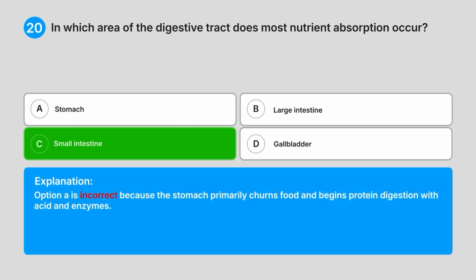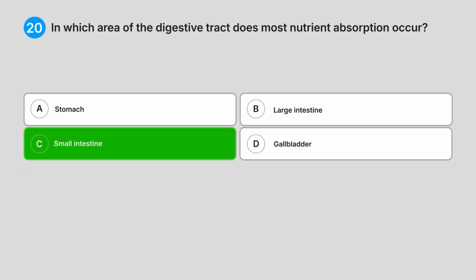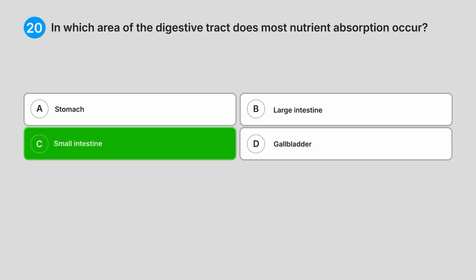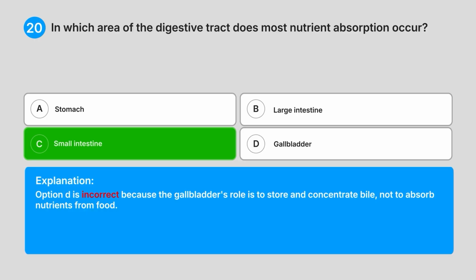Option A is incorrect because the stomach primarily churns food and begins protein digestion with acid and enzymes. Option B is incorrect because the large intestine is mainly responsible for absorbing water and electrolytes from remaining indigestible food matter. Option D is incorrect because the gallbladder's role is to store and concentrate bile, not to absorb nutrients from food.